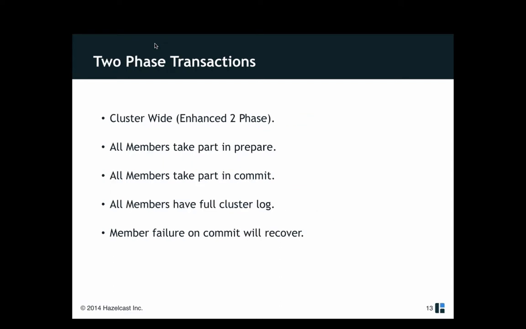So our two-phase transactionality, again, is cluster-wide, but it's enhanced two-phase. It's the same as what we're calling our local transactionality. All members take part in the prepare, all members take part in the commit, but the main difference here is that all members have a full cluster log of the changes. So if any single member that is taking part in the transaction fails during the commit phase, you know that the commit log will still roll through, because we have a backup. Every member has that commit log, so it will always go through.